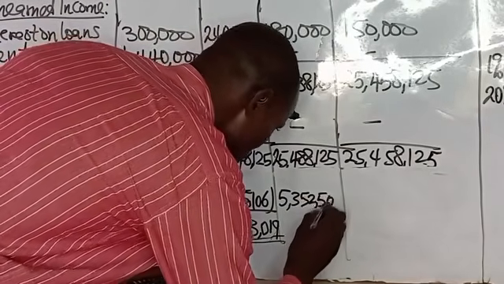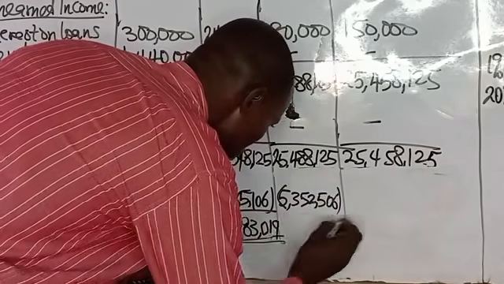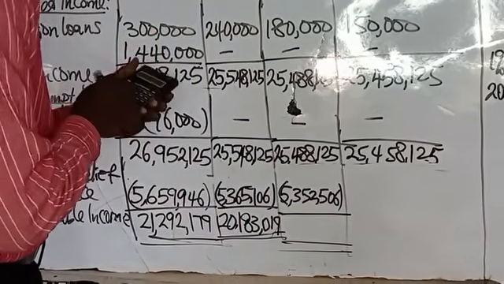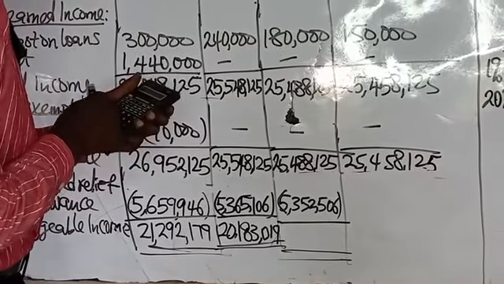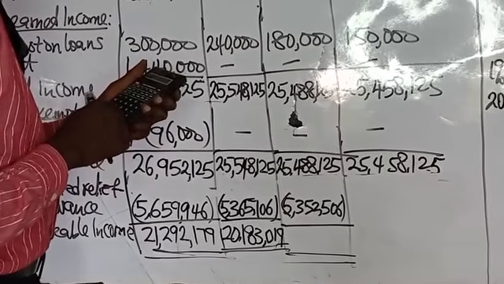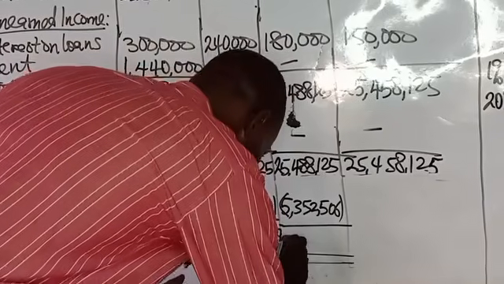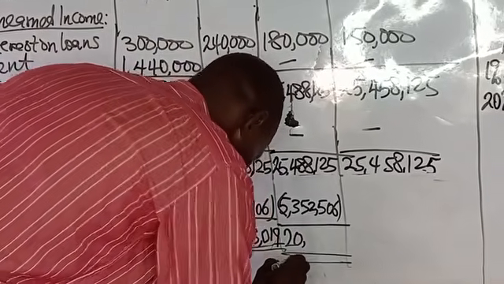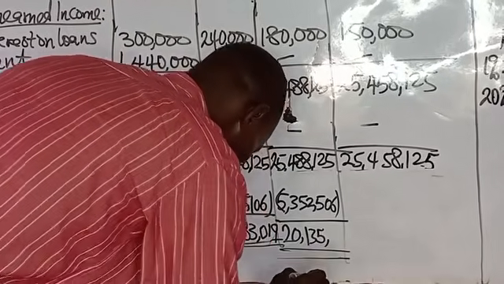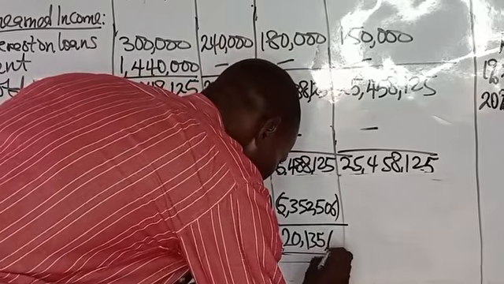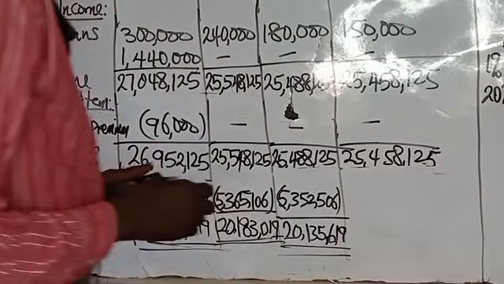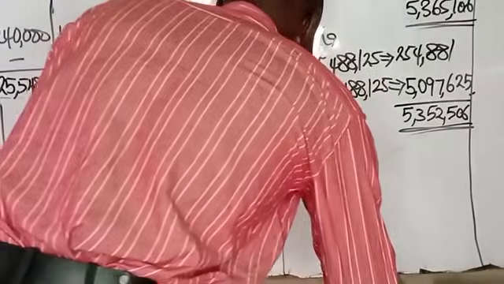5,352,506. So if you subtract it from 25,488,125, that is total 20,135,619. That is for Kola. Then the fourth person is Benga.